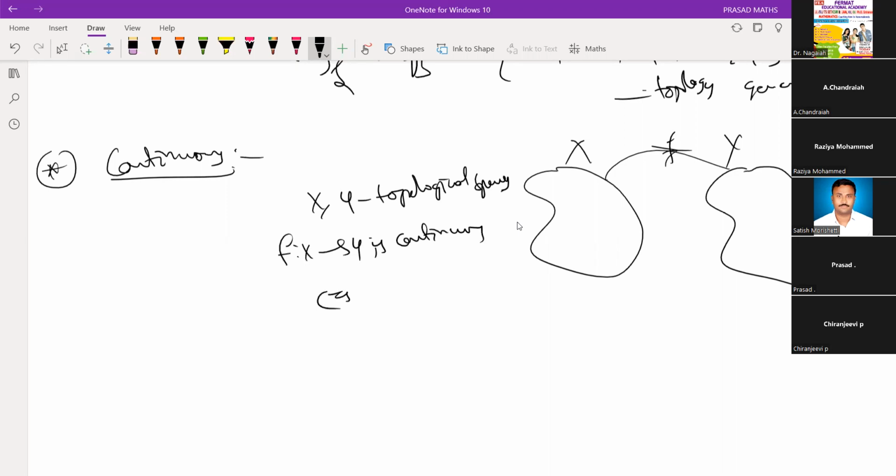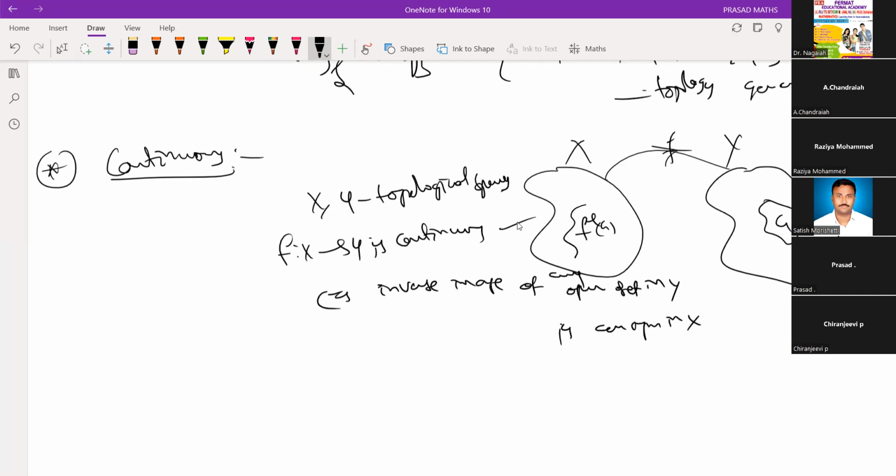If the inverse image of an open set is open, that is, any open set in Y has an open inverse image in X, then one can say that f is continuous. Suppose you take any open set G and look at its inverse image. If it is open in X, and this is true for every G, then it is a continuous function.